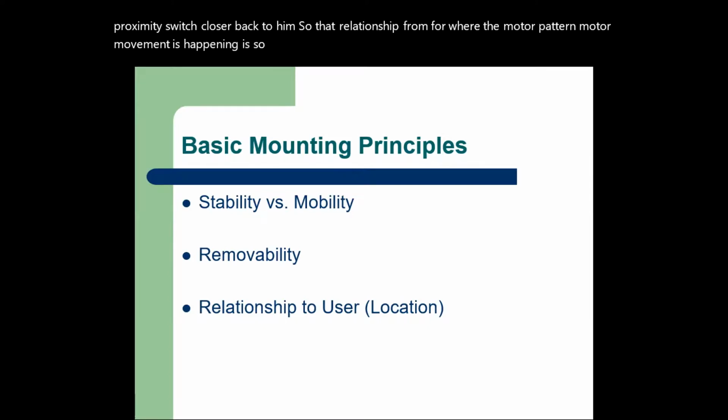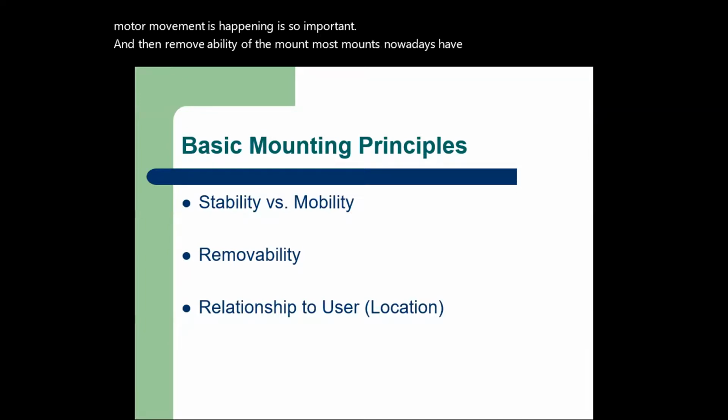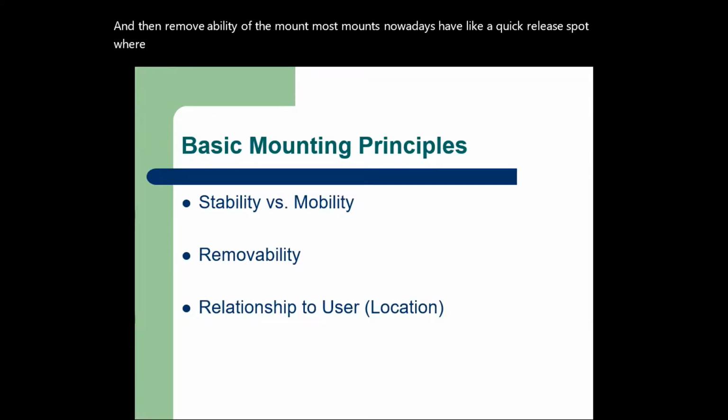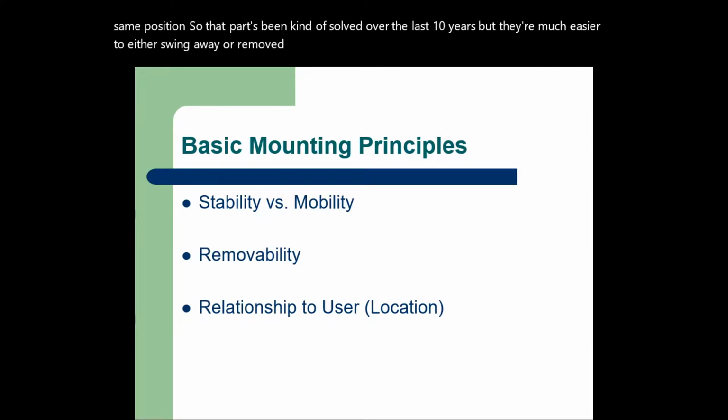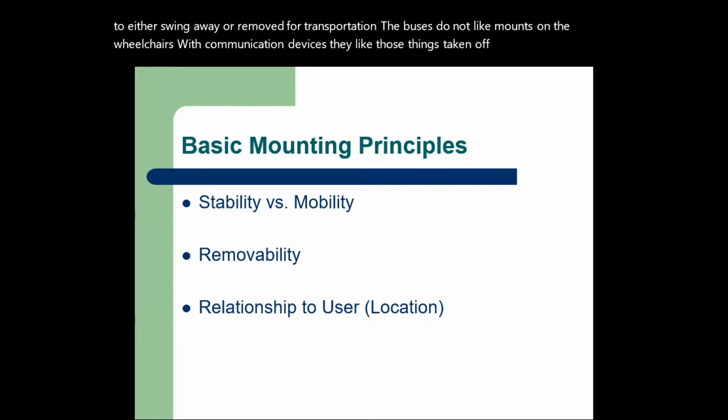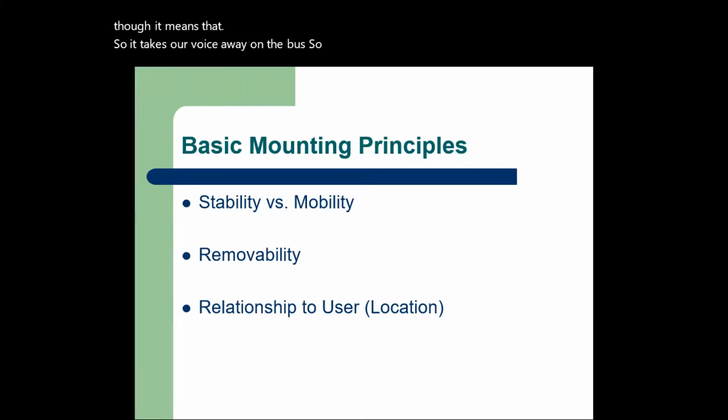And then removability of the mount. Most mounts nowadays have a quick release spot where the mounting base stays in one spot and a pole can come off and it locks back in that same position. So that part's been kind of solved over the last 10 years, and they're much easier to either swing away or remove for transportation. The buses do not like mounts on the wheelchairs with communication devices. They like those things taken off for safety reasons, even though that means it also takes our voice away on the bus. So I'm not a huge fan, but safety, I guess, has to go first.